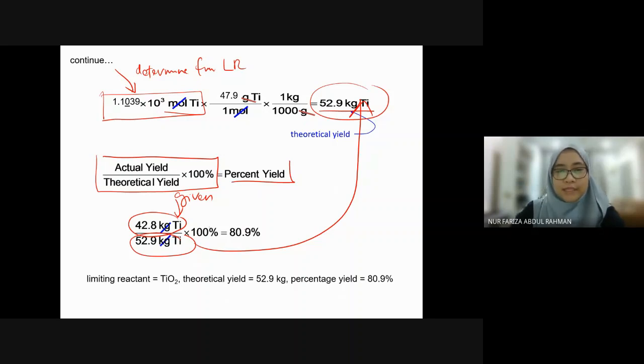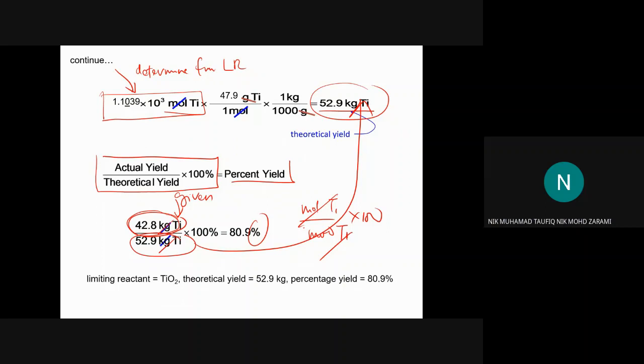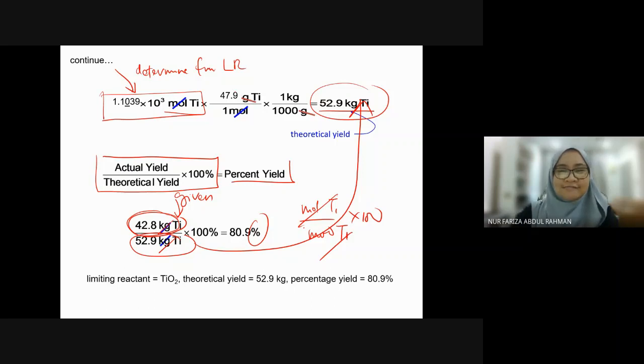So if you want to maintain it in mole form, that means it's okay. But your actual yield you need to convert into mole, then only it can be cancelled out. Mole of titanium, and then below we also have mole of titanium, the same product, times 100. Okay, cancel. And then, Madam, you have 42.8, which is already given in the question. Yes. The 47.9, where did that come from, the gram titanium on top? This is the molar mass. Yeah, the mass for one mole.